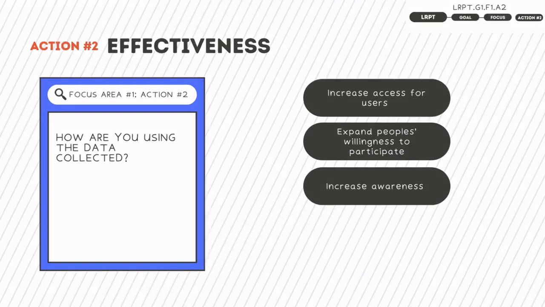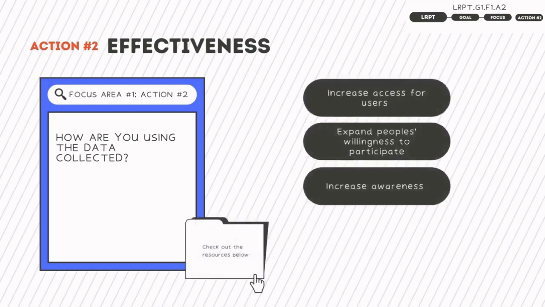In addition to understanding the effectiveness, these types of outreaches will also give you feedback to increase access for users, to expand the community's willingness to participate, and increase awareness. These are examples of how you can use the data collected from surveys. How are you planning to use the results for your district?